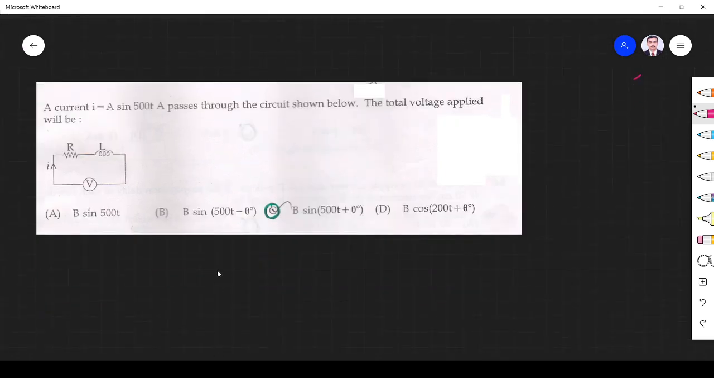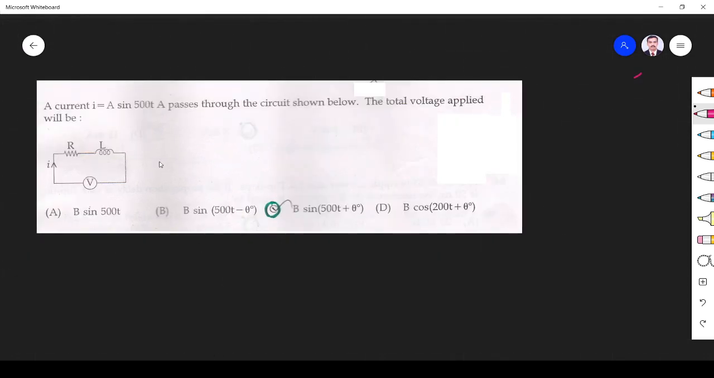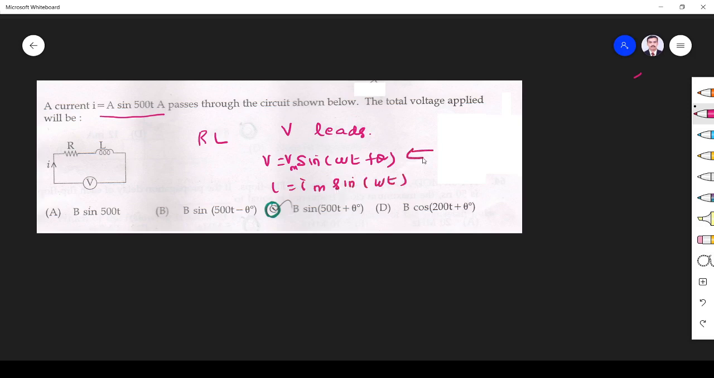Next question. Current i equal to A sin 500t ampere passes through the circuit shown below. What is the total voltage? You see it is an RL circuit. In an RL circuit, voltage leads. We know that if V is equal to Vm sin(omega t plus theta), whereas I is equal to Im sin omega t, then voltage leads by theta.